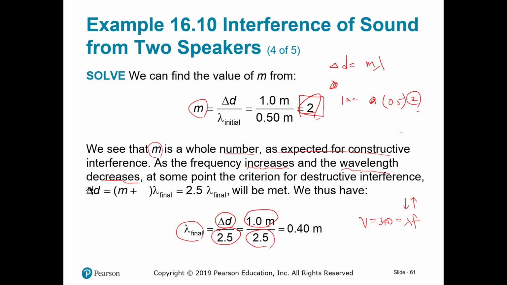Why? Because our m is 2 here, but what is the next destructive wave condition after m is 2? The destructive condition is what? Delta D is m plus 1/2 times lambda, right? So in other words, because our m is 2, this will be 2.5. So this is 2.5 times lambda. So that means our lambda is going to be 1 divided by 2.5, which is 0.4 meter.